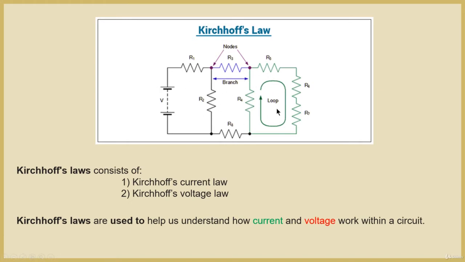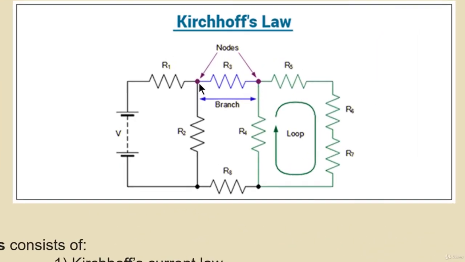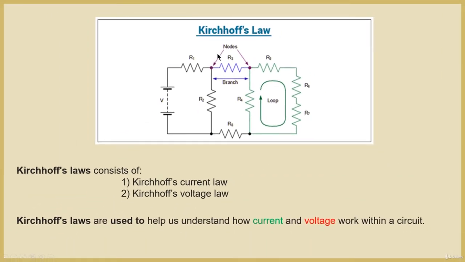But this image shows something that we didn't see before, and that is these connection dots, which are named nodes. From this point to this point is considered a branch, and since this part of the circuit is closed, we can draw a loop inside it. Let's see if you understand what a node, branch, and loop are.